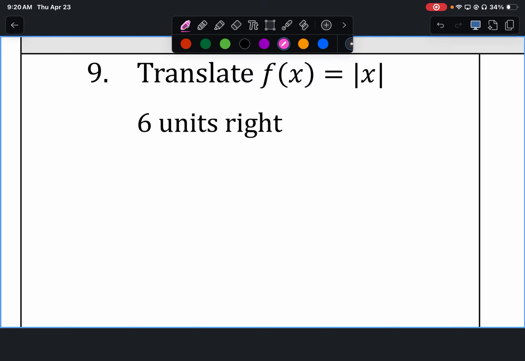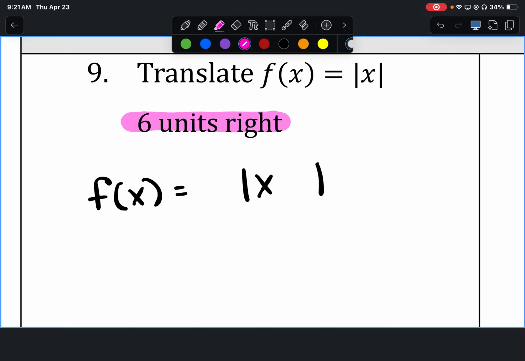So for number 9, we have our absolute value function, and we're going to translate it 6 units to the right. So whenever we have one of these, the best way to start, regardless of what the function is, is to start by just writing out your parent function and leave some gaps in there so that you can just fill in wherever it goes. So this one, we are just translating 6 units right. So to go 6 units to the right, what do I do? Minus 6 where? Inside of our function. And so that is what we write. It's f of x is equal to the absolute value of x minus 6.